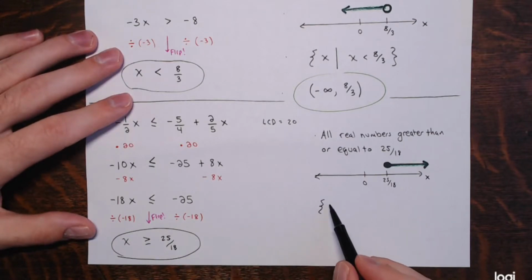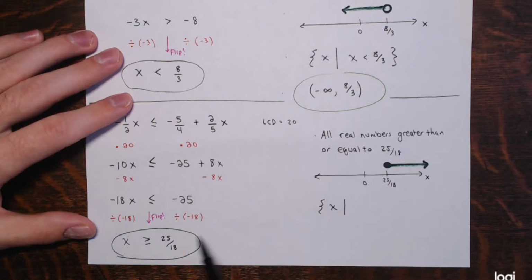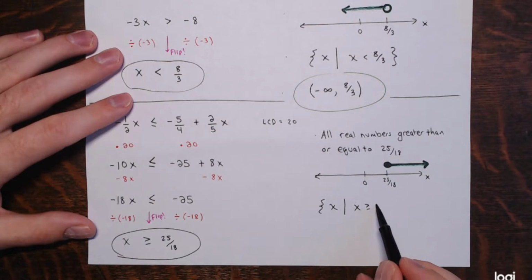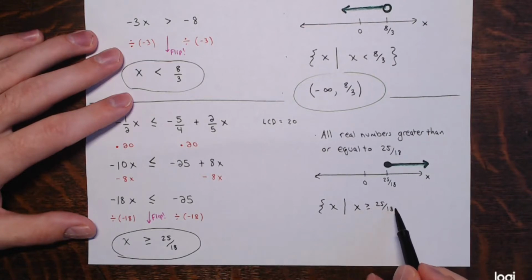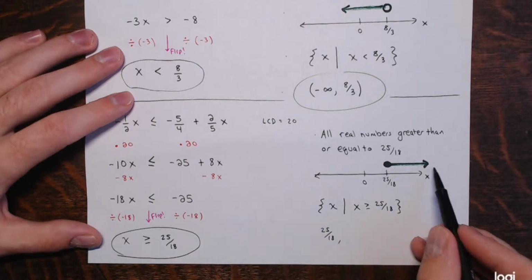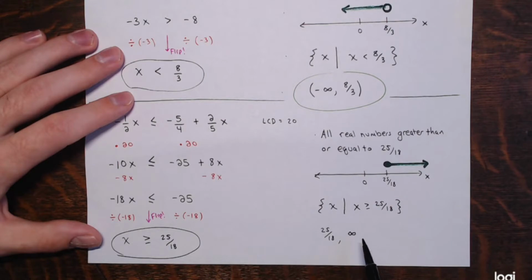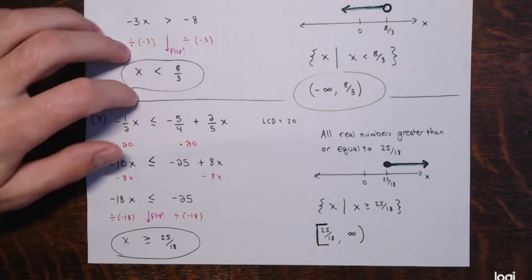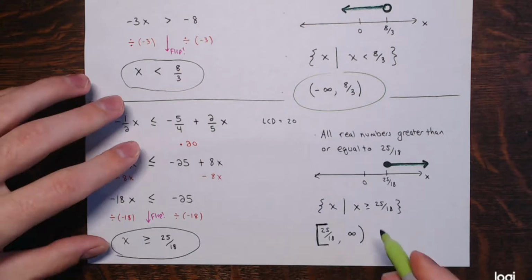Set builder notation, right? The solutions are all values of x such that x is greater than or equal to 25/18. And then finally, the interval notation, right? The left end is at 25/18. There is no right end, right? So infinity. 25/18 is a solution, right? So I make a rectangular bracket around that, and always parentheses on the infinities.